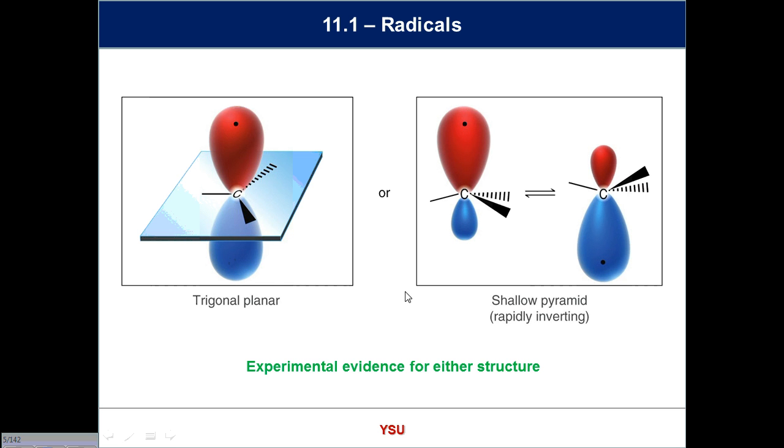So there are 2 arguments here. Either this thing is flat. Why isn't it tetrahedral? There's only 1 electron there. It's not a lone pair. Lone pairs will repel more than 1 electron. Or it could be 2 species which are converting into each other. This lobe gets bigger, this lobe gets smaller, and it turns into this. As it says at the bottom, there's evidence for both, but we generally in this class will like this picture on the left. So radicals are flat. Radicals are trigonal planar.